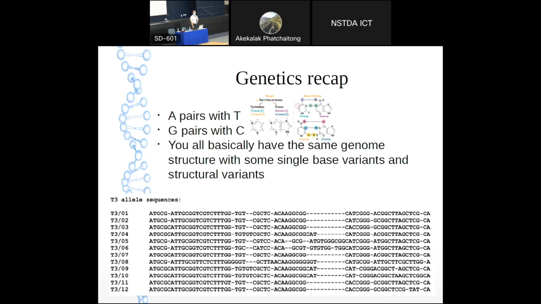So A pairs with T using 2 hydrogen bonds. G pairs with C using 3 hydrogen bonds. Hydrogen bonds are the weakest type of bond. So G and C pair more strongly than A and T. So when you heard about the GC bias, that's because G and C pair a little bit stronger.